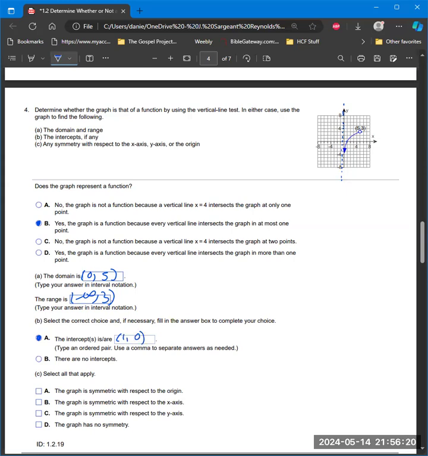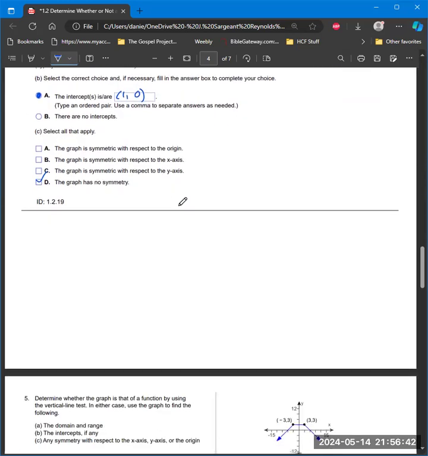Probably have to zoom in a little closer to see that pretty well, but that's halfway between there. It's actually right on that first tick mark right there. So each tick mark is 1, and it's on the first tick mark right there. And there's no symmetry for this graph. It's not symmetric to the x-axis, y-axis, or origin here.